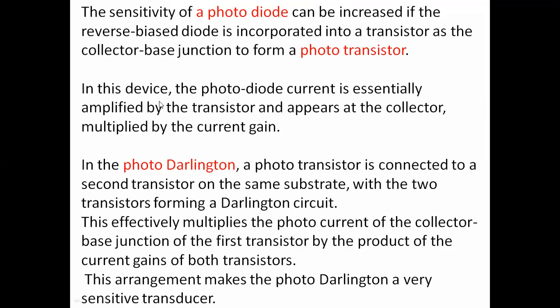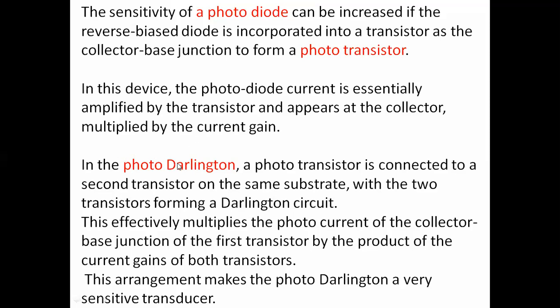In this phototransistor, the photodiode current is essentially amplified by the transistor and appears at the collector multiplied by the current gain. Generally, an amplifier is used for multiplication and amplification purposes. So the current gain will be amplified.